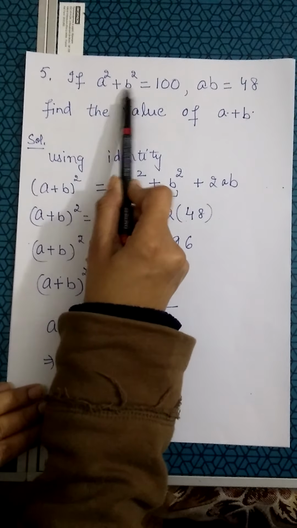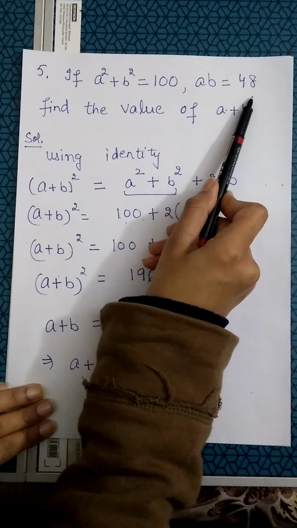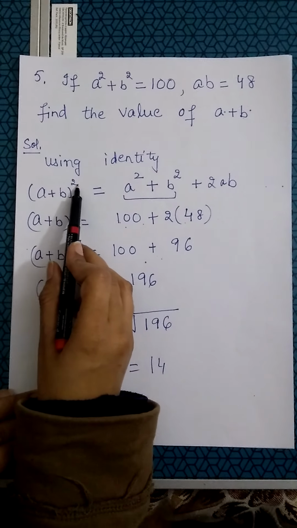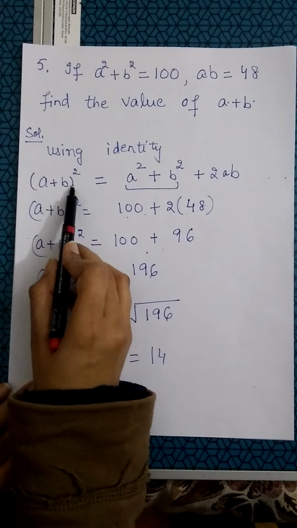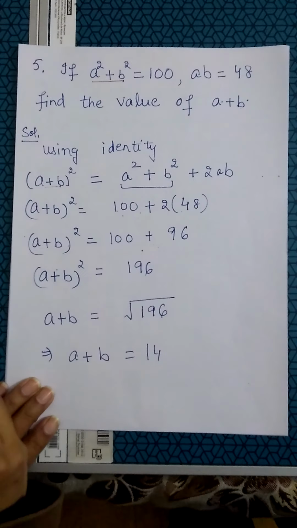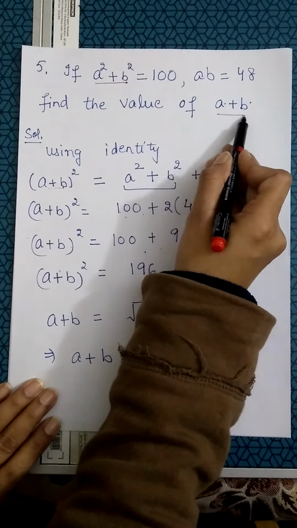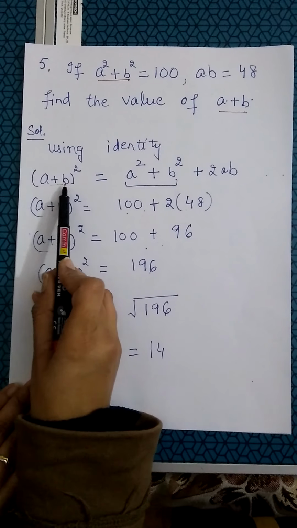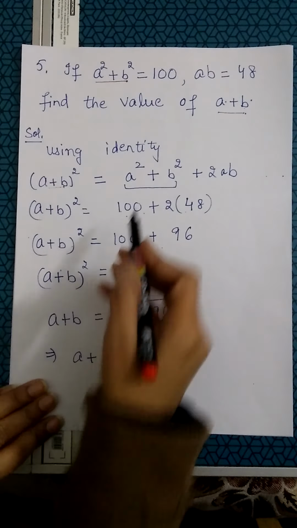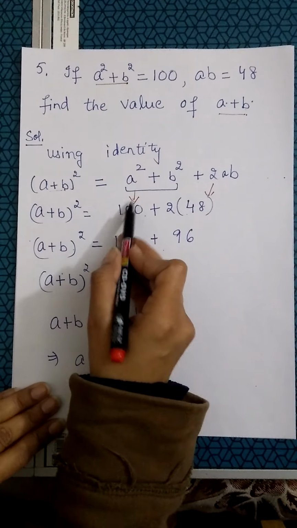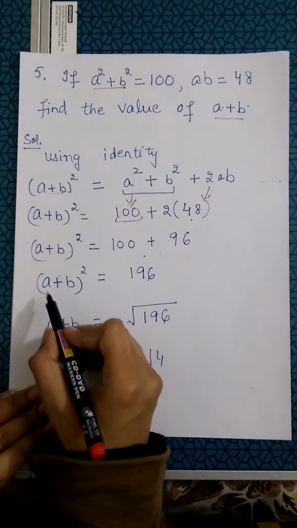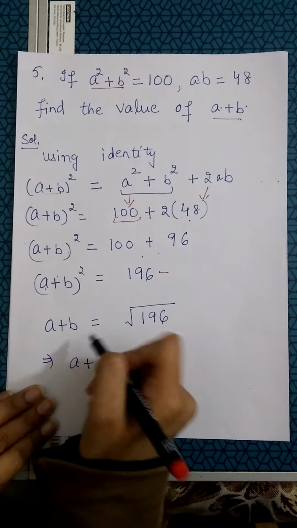If a square plus b square is equal to 100, ab is equal to 48, find the value of a plus b. I will be using the identity (a plus b) whole square. Now, how would I get to know that I will be using a plus b? First of all, a square plus b square will be there for the negative identity also. Since I need a plus b, that's why I will be using the identity (a plus b) whole square, which is equal to a square plus b square plus 2ab. Simply substituting the values of a square plus b square, which is 100, and ab, 48.